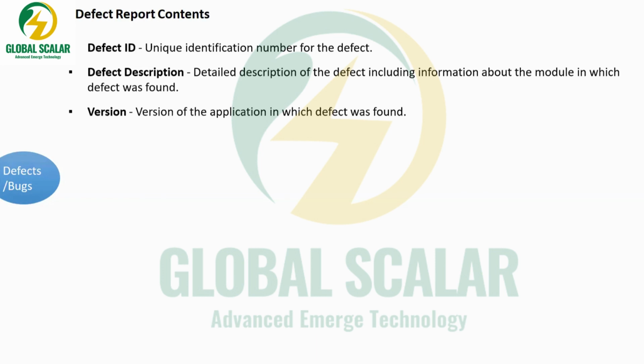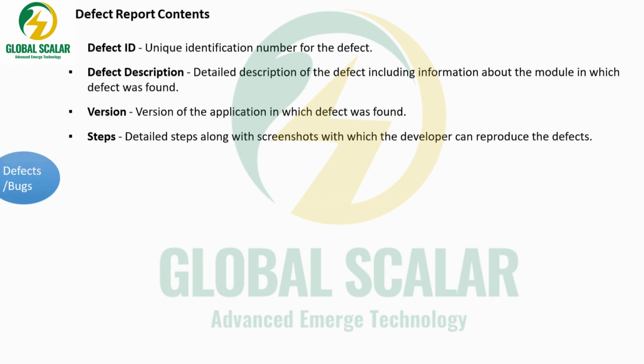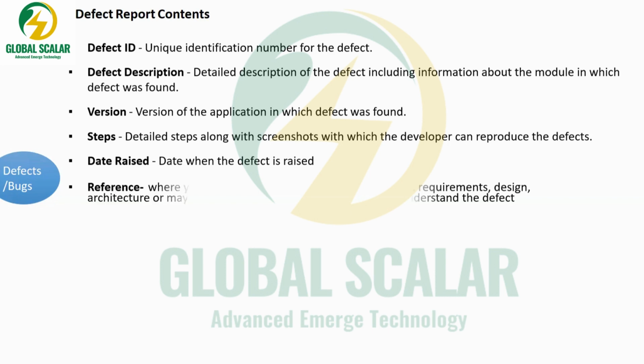When you are testing or developing some software, you should mention the version, and the steps: what steps you followed, what scenario you created, and how you found the bug. You will give those as steps in detail. Next is the date. When you are raising the ticket, you will give the date, and the reference. The reference can be test cases or requirement IDs, or screenshots or logs. Logs means whatever data you are taking, and that will be considered a reference.